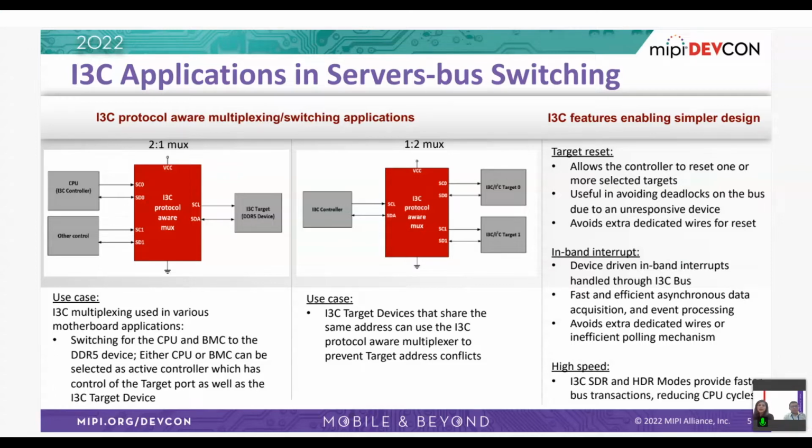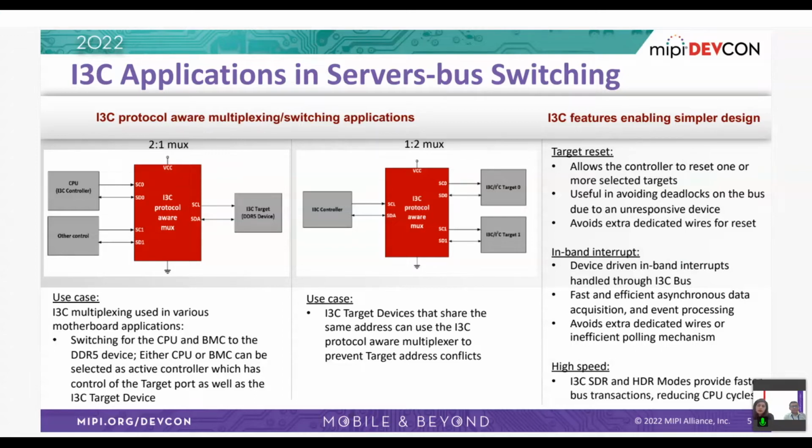This is an application where there are multiple target devices that have the same address, and an I3C MUX can be used to avoid the address conflict. By selecting the proper downstream channel, the I3C controller can communicate with more targets on the bus that have the same address. The features listed here on the right-hand side make the designs simpler and more efficient in terms of cost, speed, lower pin count, etc., in these bus switching applications.